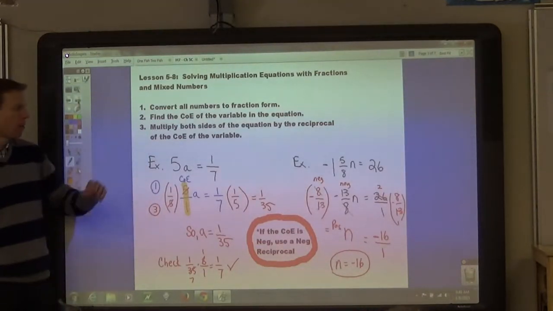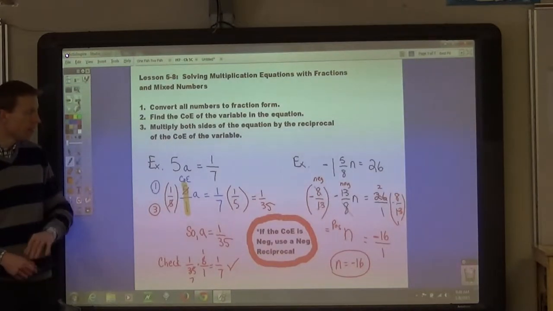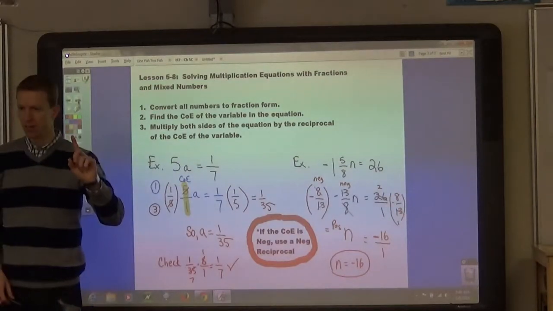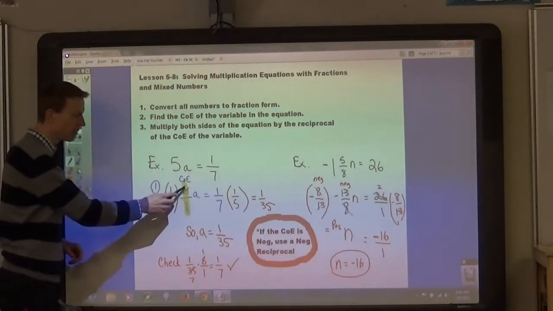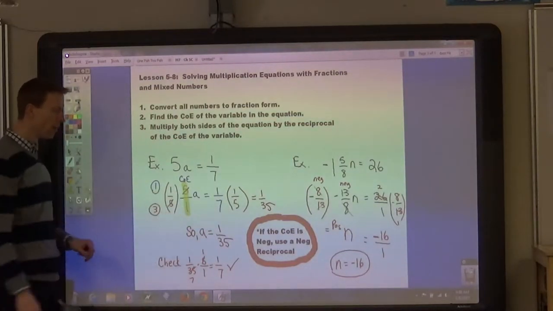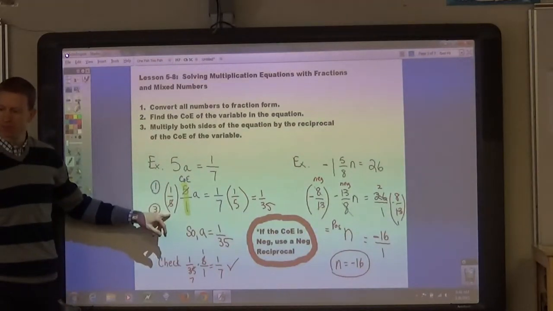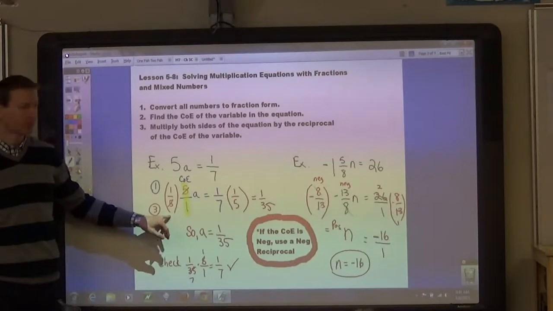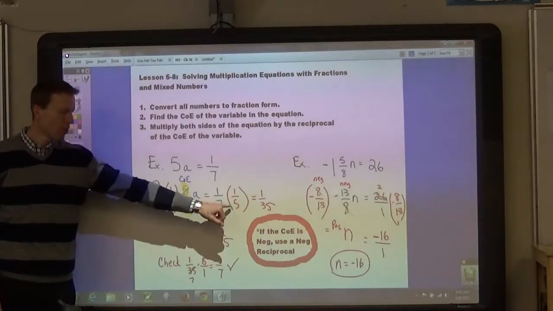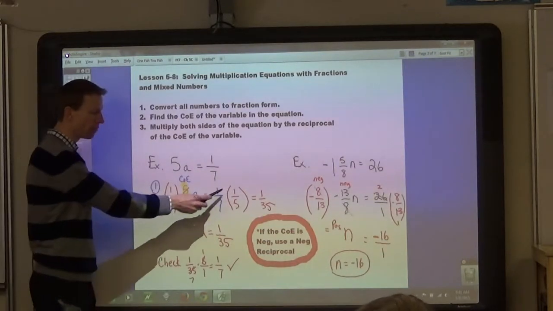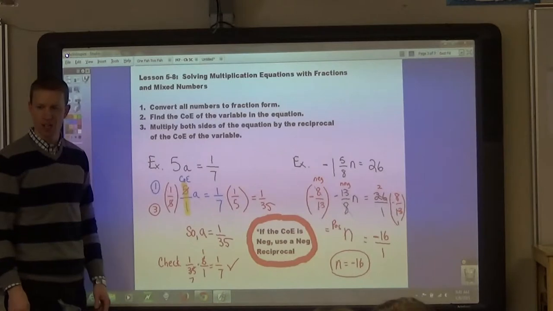Then we need to multiply both sides in order to get the variable by itself, in order for it to be just a 1a. So we have to multiply by the reciprocal of the coefficient. We said the coefficient is 5 over 1, so multiply by 1 over 5. And cross out those reciprocals. Right? You with me so far? Whatever you multiply on one side, you have to multiply on the other side. We multiplied by 1/5 on this side, so we have to multiply by 1/5 on the other side.